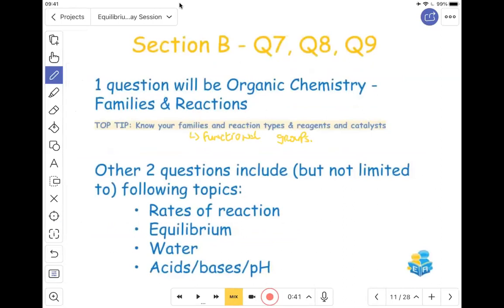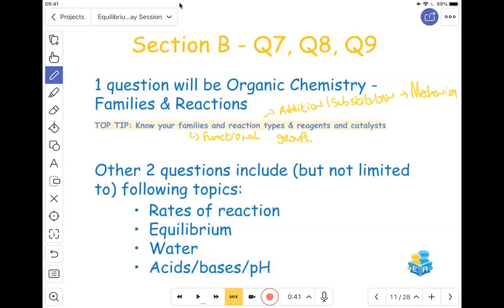When it comes to your reaction types, don't forget that you need to know the mechanism of an addition and substitution. So for addition and substitution, you need to know the mechanism, but for the rest of the reactions, it's just identification. Just that you're aware of that. So that's usually question 8.